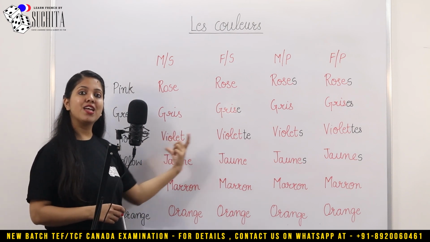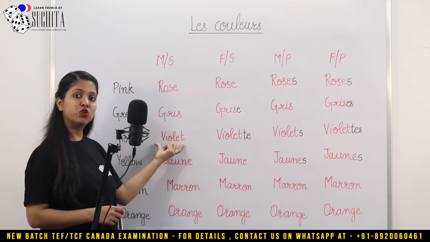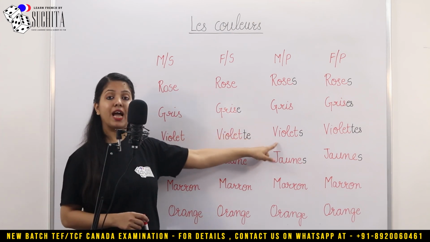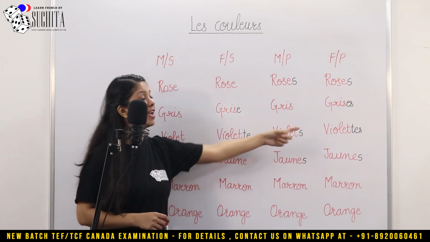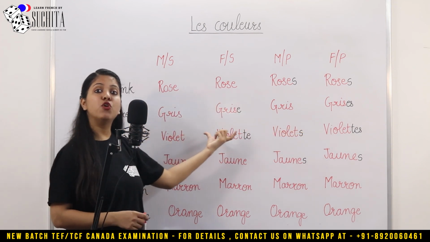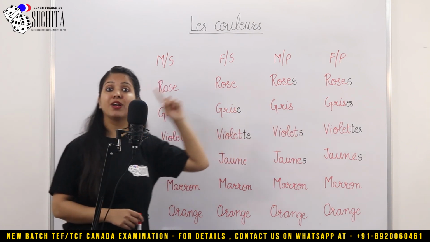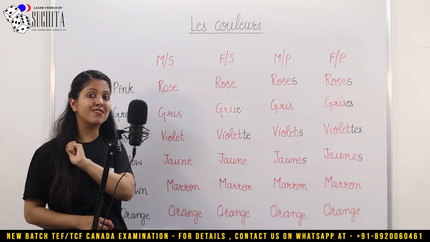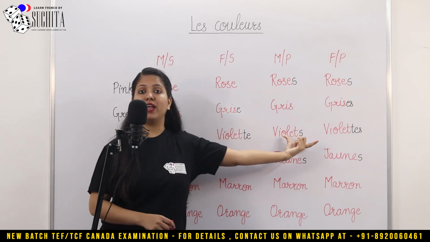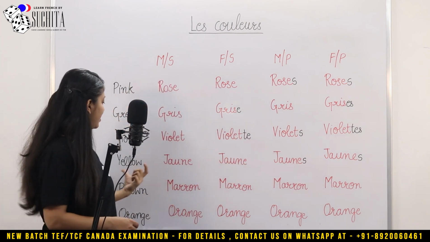So violet, violette. Now in order to make this plural, I am going to put S in this form. And in order to make this plural, you are going to put S in this form. Now pronunciation. Violet, violette. Violet, violette. The pronunciation of masculine singular and masculine plural is the same. Violet, violet. Violette, violette. Allez-y.